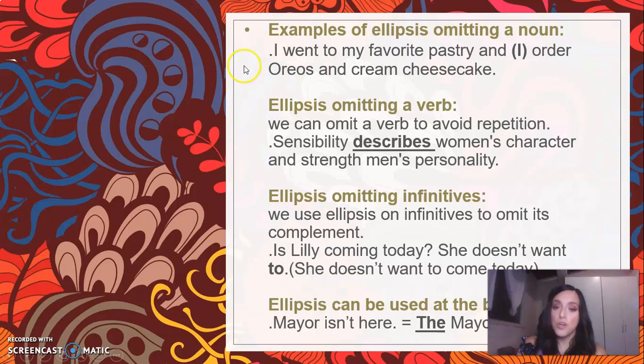Now, ellipsis omitting a verb. We can omit a verb to avoid repetition. Like sensibility describes women's character and strength men's personality. I'm not saying describe twice. Now, ellipsis omitting infinitives. We use ellipses on infinitives to omit its complement. Like, is Lily coming today? She doesn't want to. I'm not saying she doesn't want to come today. Now, ellipses can be used at the beginning. Instead of saying the mayor isn't here, we can say mayor isn't here.